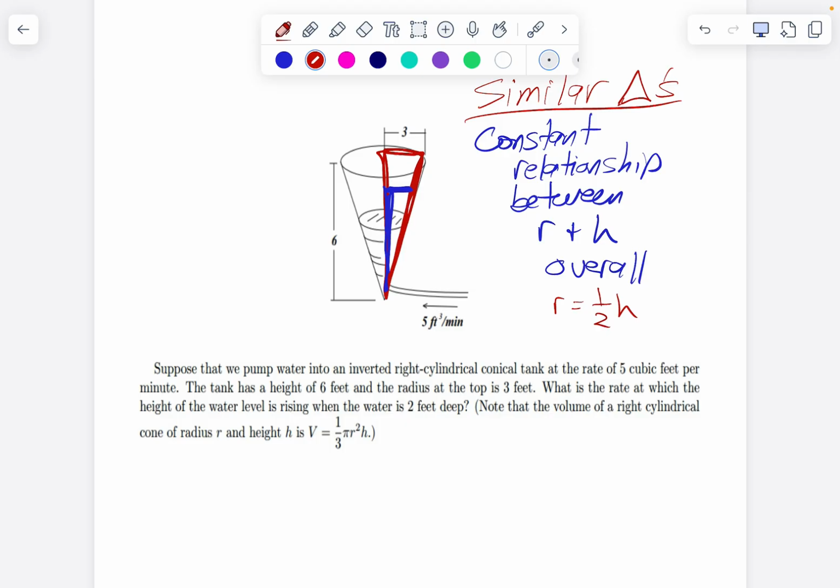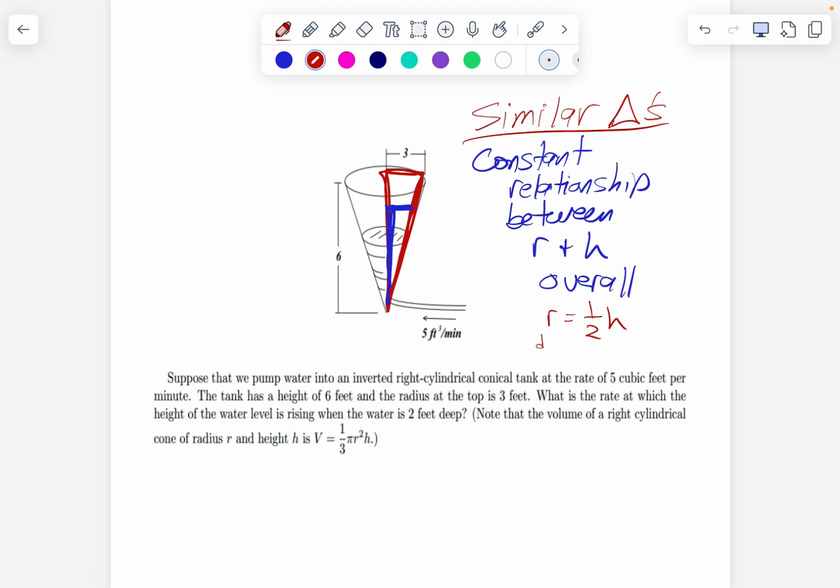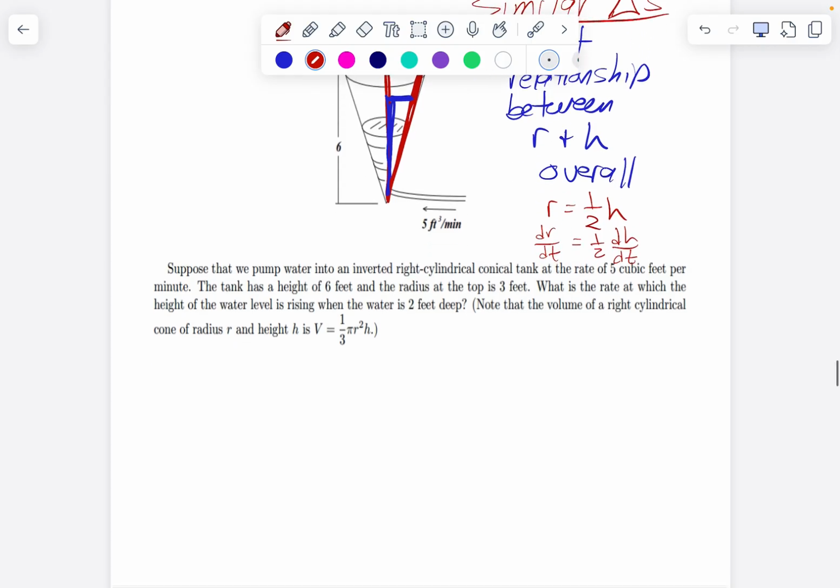Okay? And then because we're doing a rate problem, we can also say dr dt is what? 1/2 dH dt. Okay? So we're going to need both of those things in the problem.